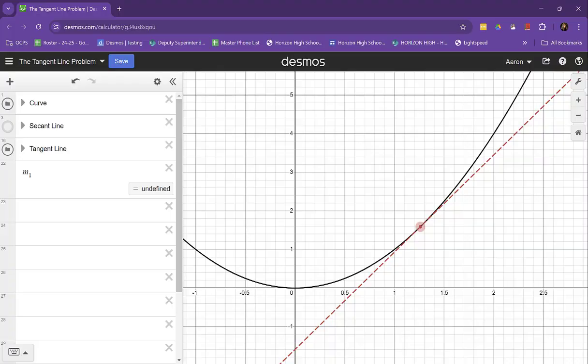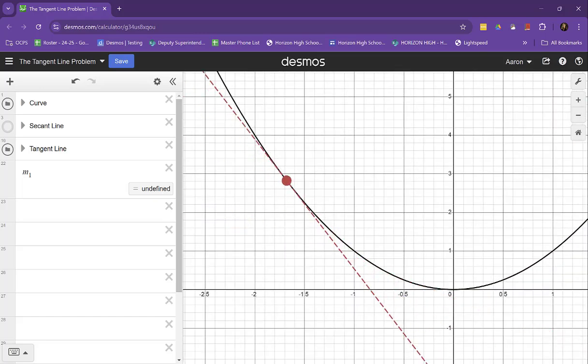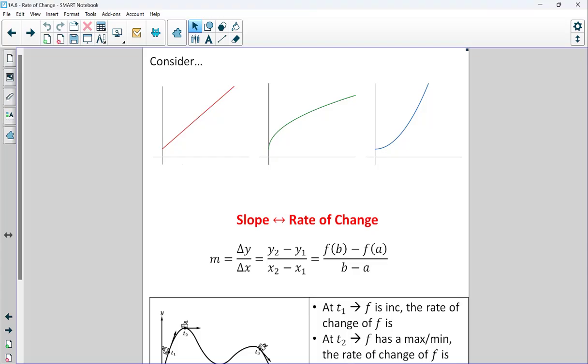So consider, if the curve is increasing, notice that no matter where I put this point, if the curve is increasing, the tangent line is always increasing as well. The slope of the tangent line is always positive when the curve is increasing. When the curve is decreasing, the tangent line is always pointed down. When the curve is decreasing, the slope is negative. Now, of course, where it changes from negative to positive, that would be my minimum, which is where the slope is zero.